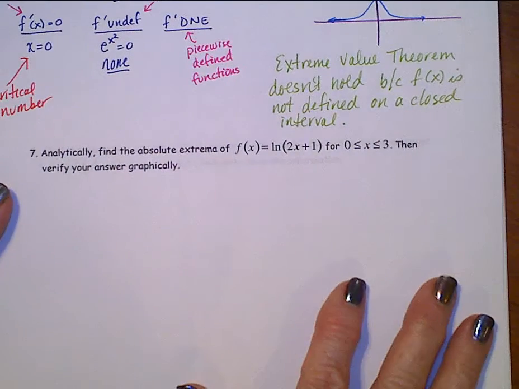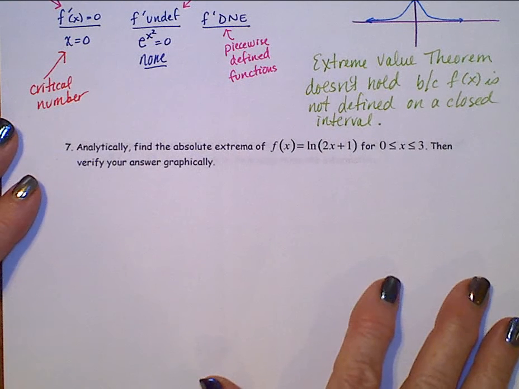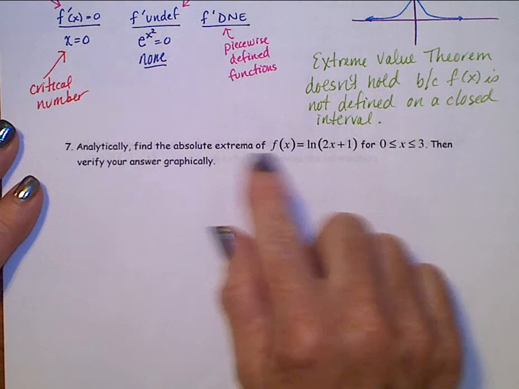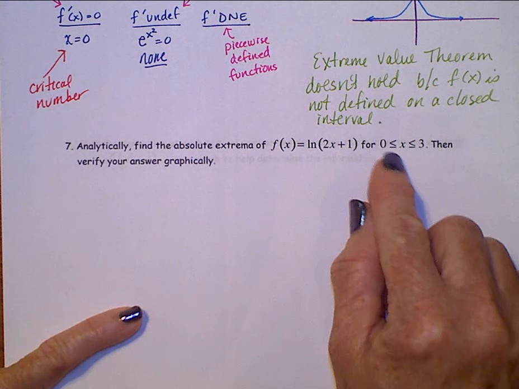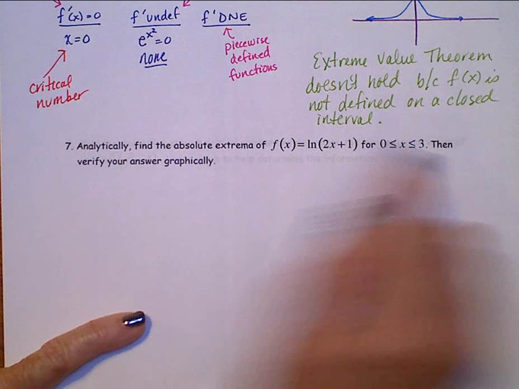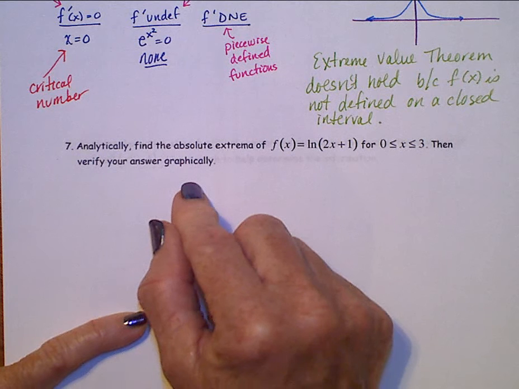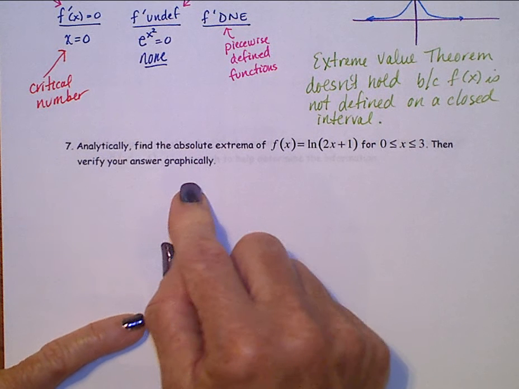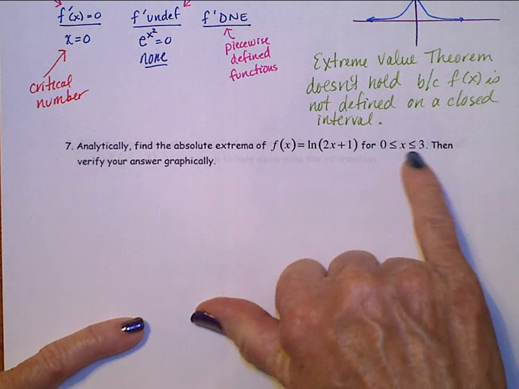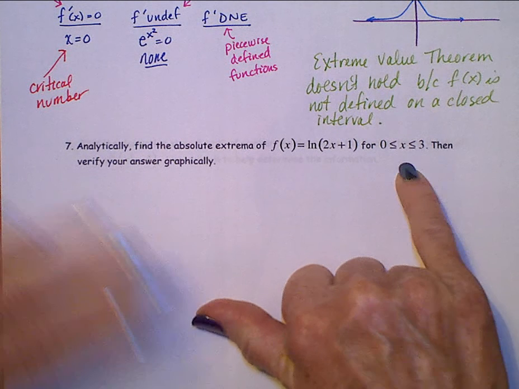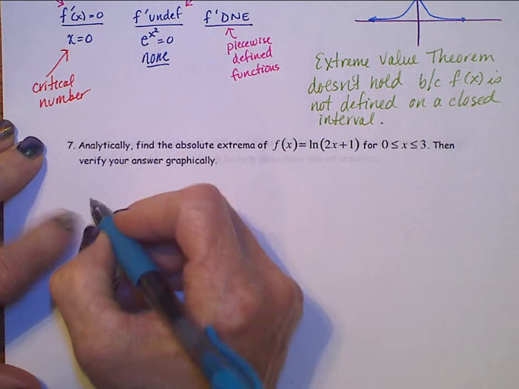Taking a look at this next one, let's find the absolute extrema of this function. F of x equals the natural log of 2x plus 1 for x between 0 and 3. Then we're going to verify our answers analytically. Now this one wasn't tricky. I did give you that closed interval, so that's nice to know on this one. Let's start looking for those critical numbers.